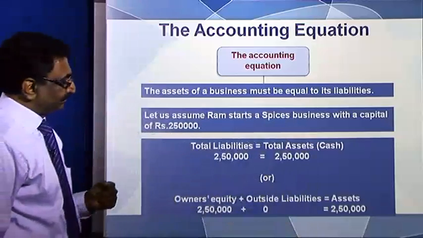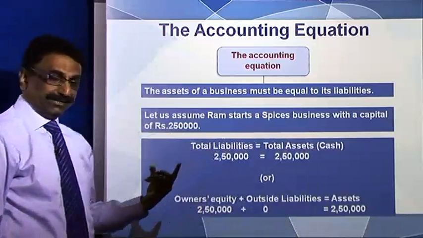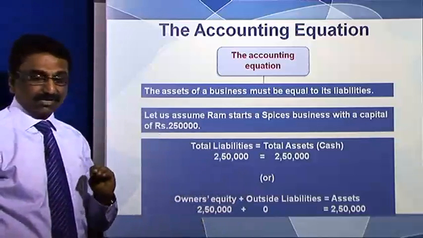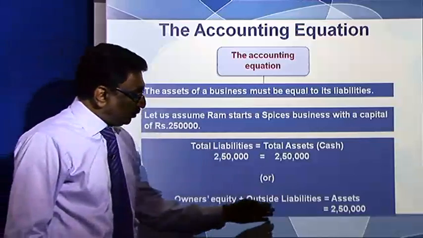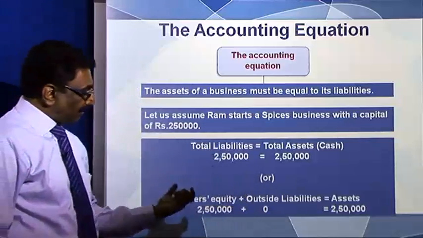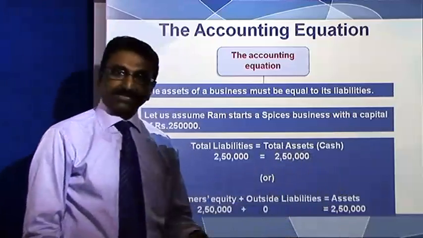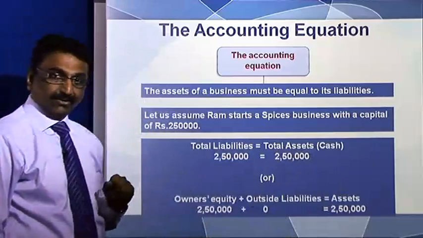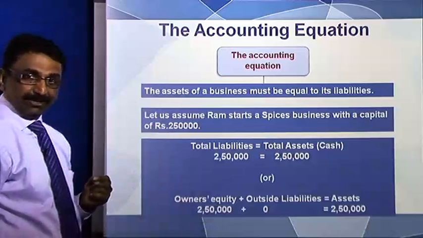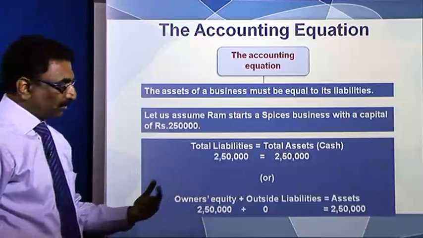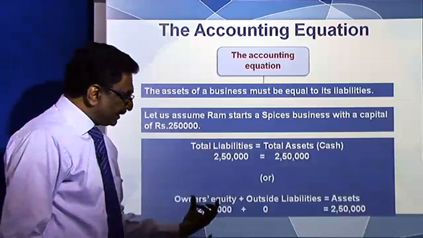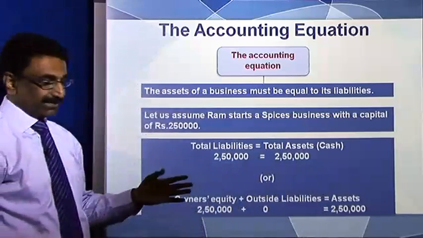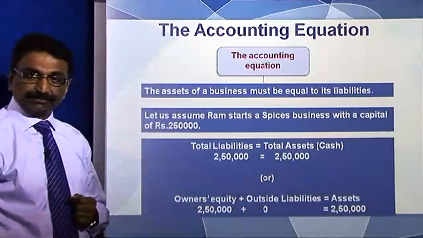There is another way of looking at it. Now I can split this liability part into two parts. One, what is the owner's own money that has been put in, also called owner's equity, and what are the outside liabilities that have come in, and combined together they should represent the assets. So when Ram started business, he has not taken any loan, so the outside liability is 0, while his own input into the business has been 2 lakh 50,000, which is owner's equity. So we have the same thing represented as owner's equity plus outside liabilities equals the assets of the business, which is what this equation shows you.